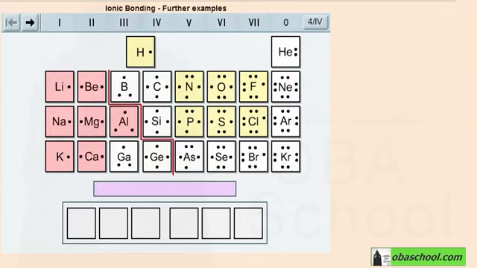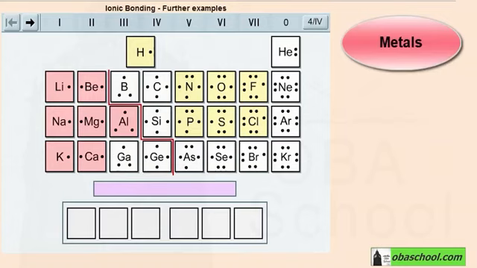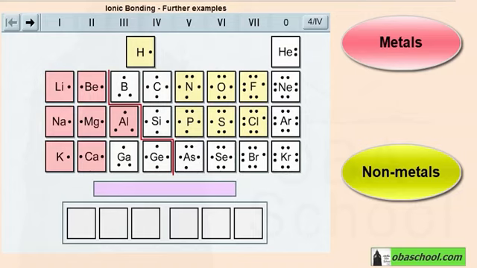Hello everyone! In this animation, we will explore more examples about ionic compounds. The atoms in pink squares are metals, and those in yellow squares are nonmetals. Do you think metals gain or lose electrons when ionic bonding takes place? Well, metals lose electrons and become positively charged.